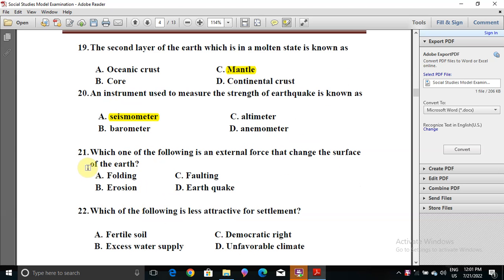Okay, now question number 21, which one of the following is an external force that changes the surface of the earth? It will be folding, erosion, faulting, or earthquake. The correct answer will be erosion, because erosion is an external force, but folding, faulting, and earthquake are internal forces.